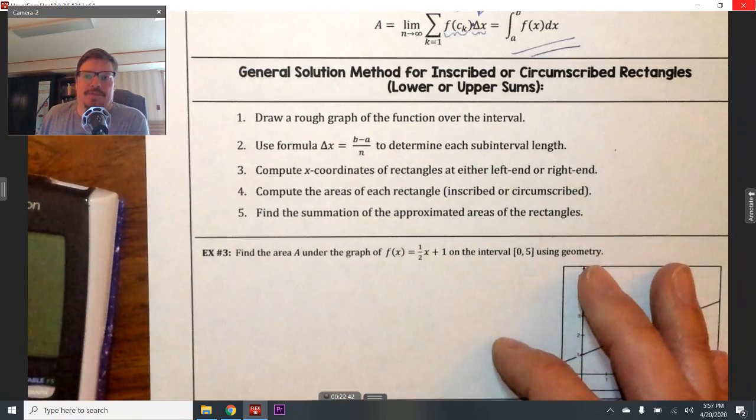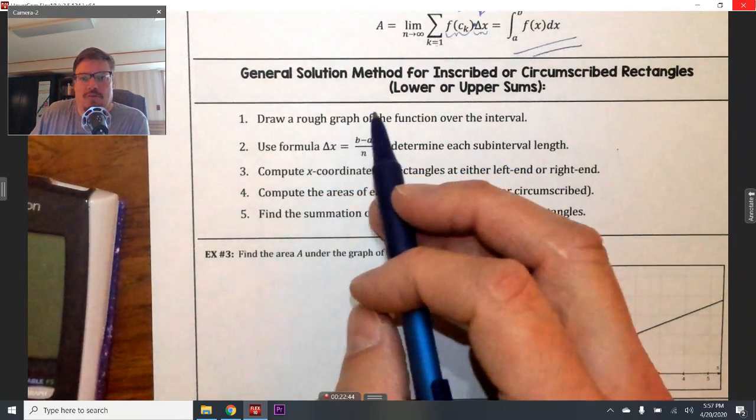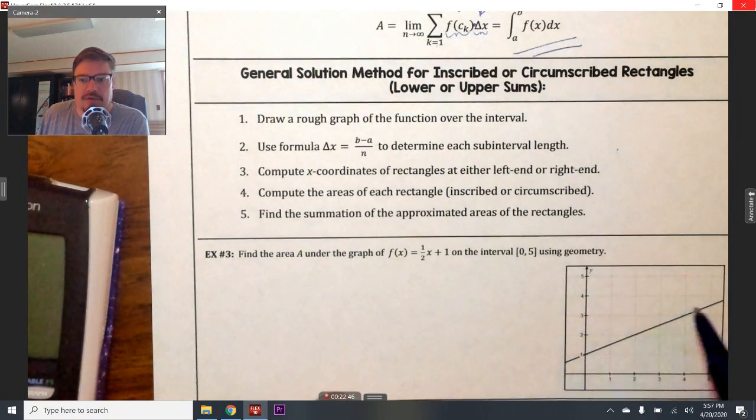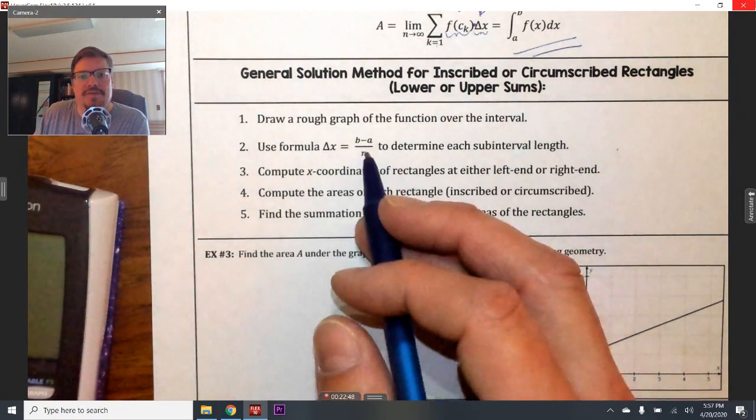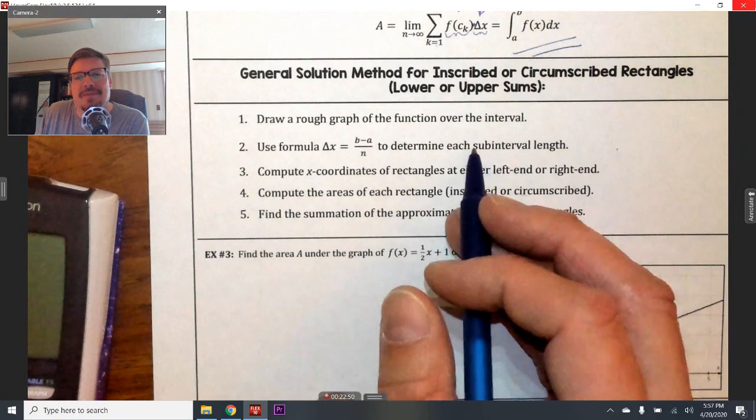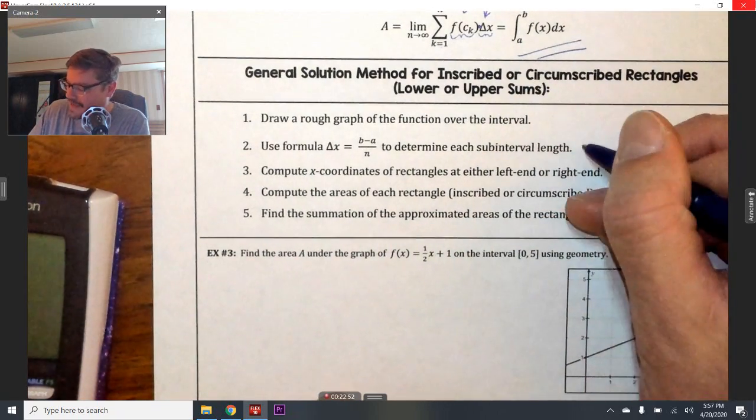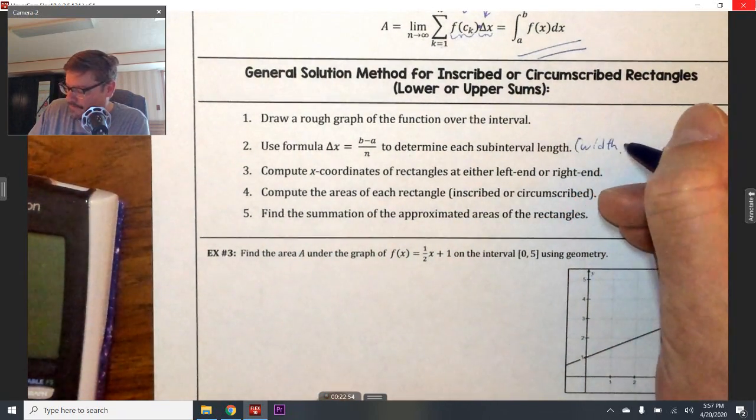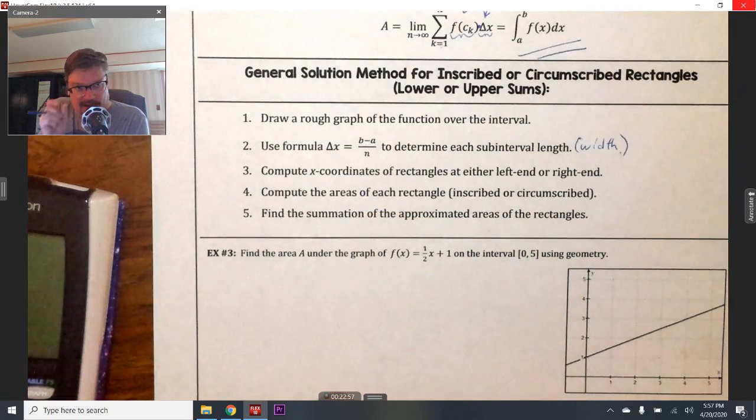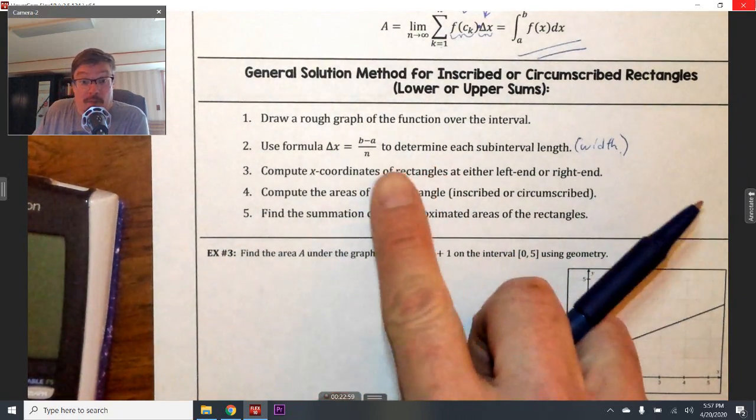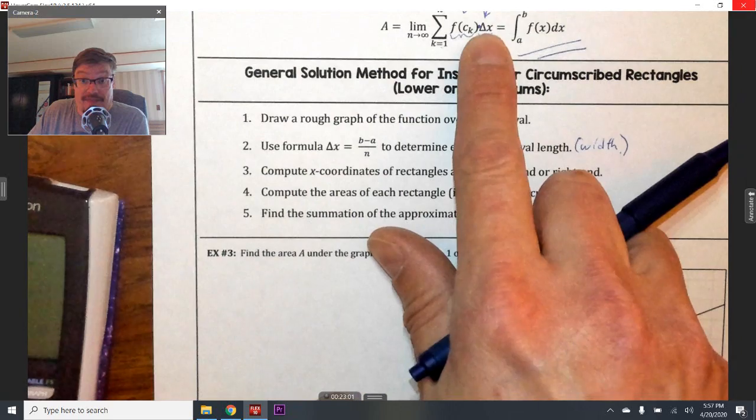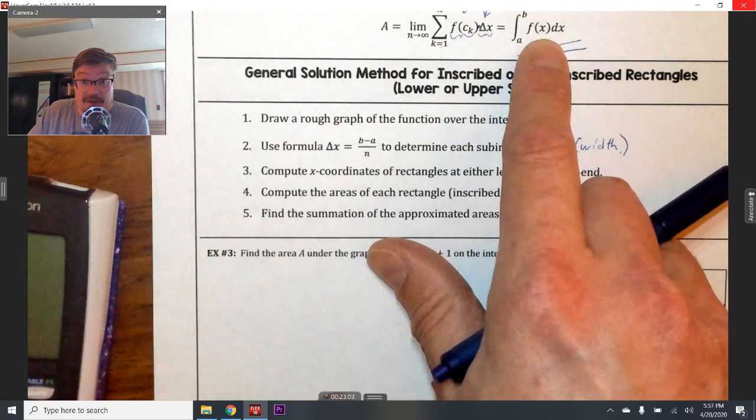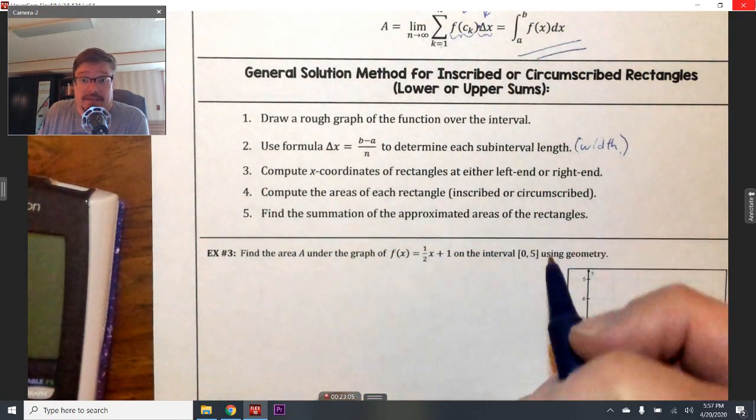To do these Riemann sums, you want to draw a rough graph of the function over the interval, which is our first example here. We're going to use this formula to determine each subinterval length. So again, this is width. That delta x is your width. Normally we want this to be 0, so that we get this, or as close to 0 as possible.